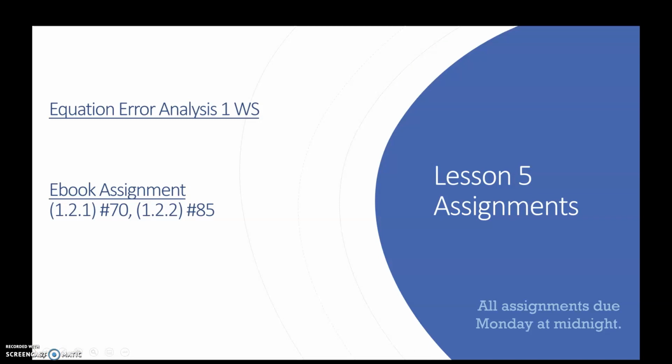On Canvas, you're going to see a worksheet that has an error analysis on it. And then you have 2 problems from the book, number 70 and number 85. Snap a picture and upload it. We are going to do a practice problem in the Zoom meeting where we're doing error analysis. So if you get stuck on that, if you're not sure where to go, you'll catch it in the Zoom meeting.